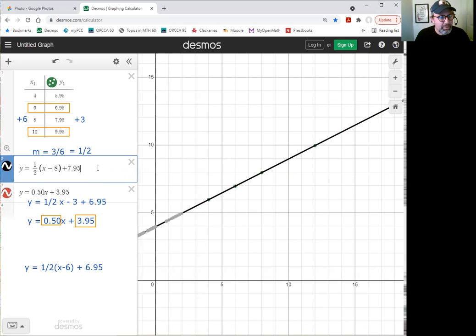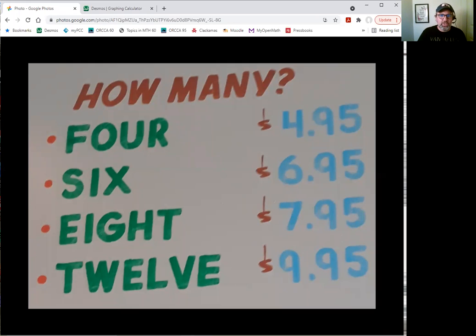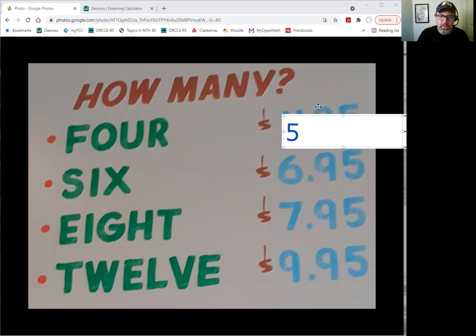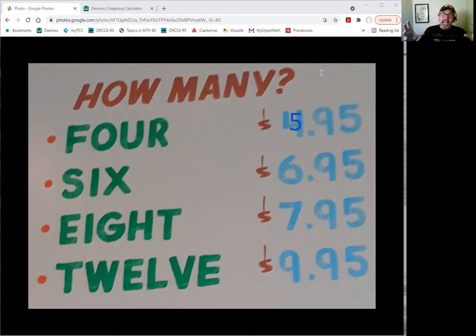Well, there you go. So I wanted to give you an example of a real life situation where you might have a linear situation, again, assuming that this is $5.95, and showing you that we can take a pair of individual points, and the easiest way to get started writing an equation is with the point slope form. And then if we want to transform that into slope intercept form, we can do that just by distributing and combining like terms.